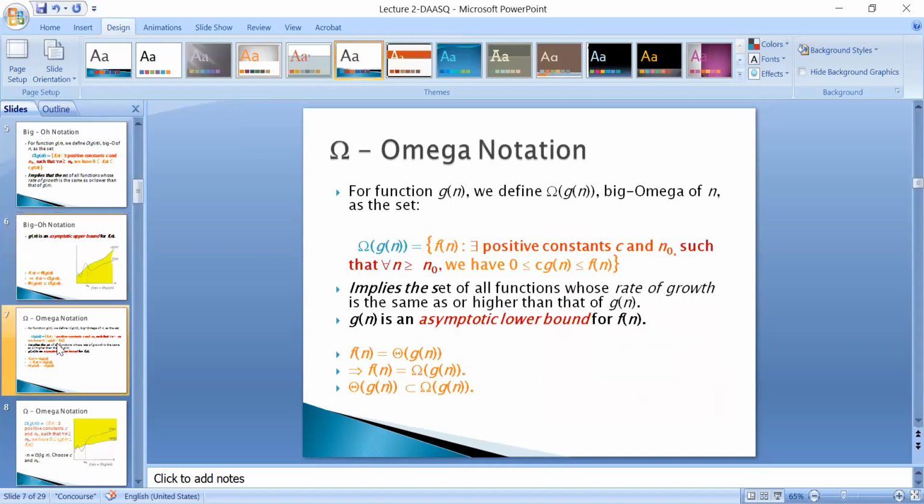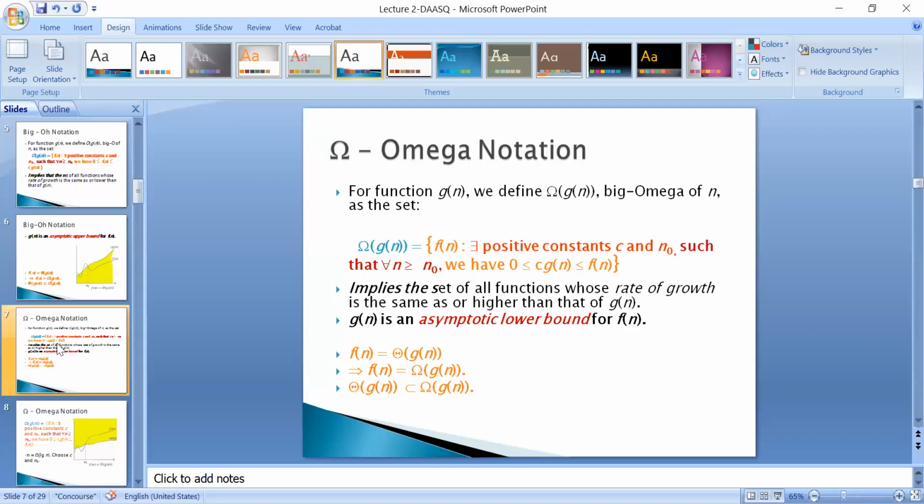So again, omega notation, like I said, is the opposite of big O notation. Opposite in the sense that we were talking about less than: the growth rate of a function is less than the growth rate of another function. Now we are talking about when you have to say the growth rate of f(n) is greater than the growth rate of g(n). So for function g(n), we define the omega notation as follows.